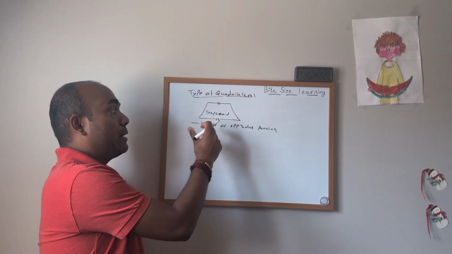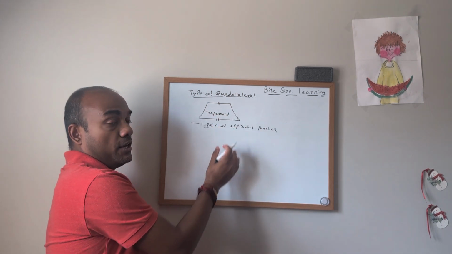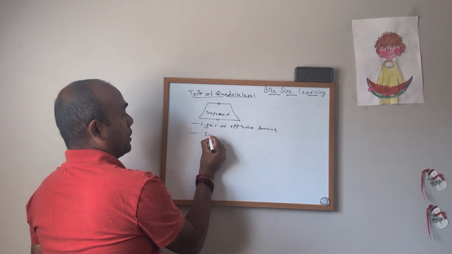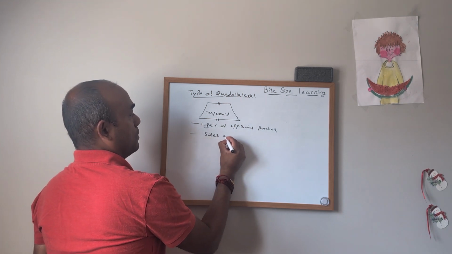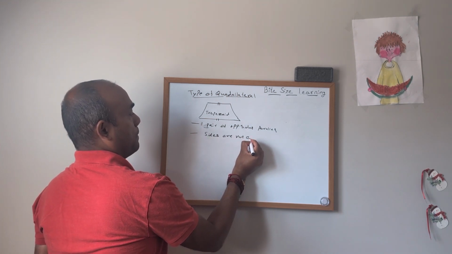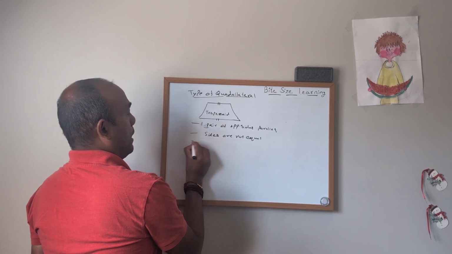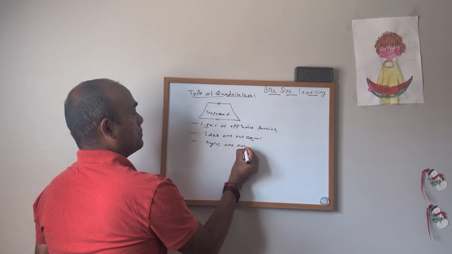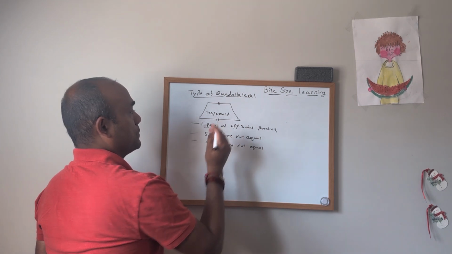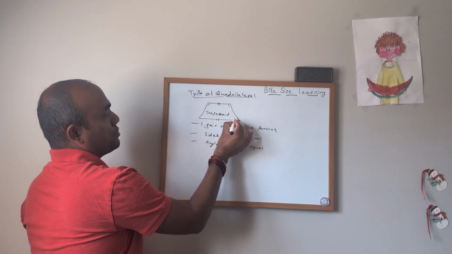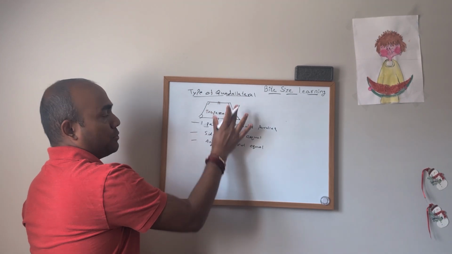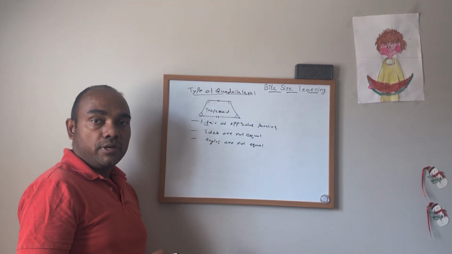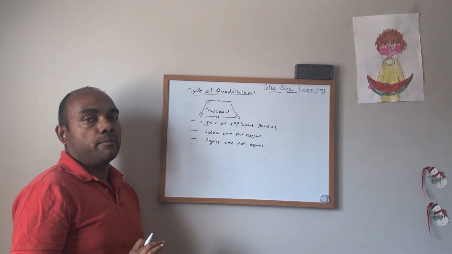Right? And in a trapezoid, all the edges are not equal to each other. So the sides are not equal, and the angles are not equal. So the angles in a trapezoid are not equal. The sides in a trapezoid are not equal. This is only to show that in a trapezoid, one pair of opposite sides are parallel.